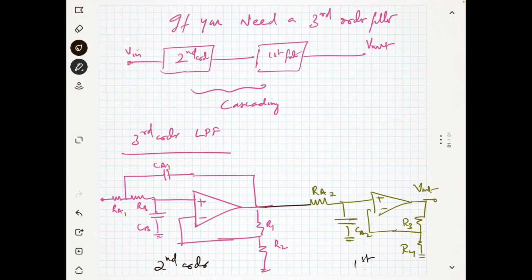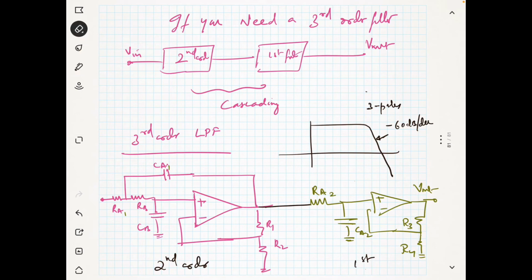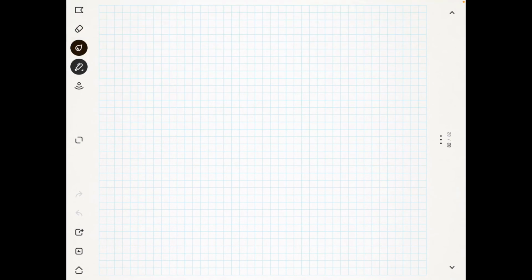So what is the slope of this? If you take the response of this, you will get something like this. What is that slope? It is minus 60 dB per decade, because one pole will give you minus 20. There are 3 poles, so 3 poles means 3 multiplied with minus 20, which is minus 60. If that is 4 poles, then you will get 4 into minus 20.